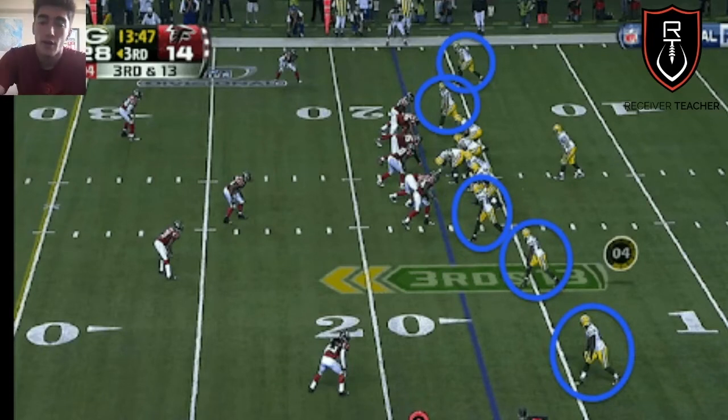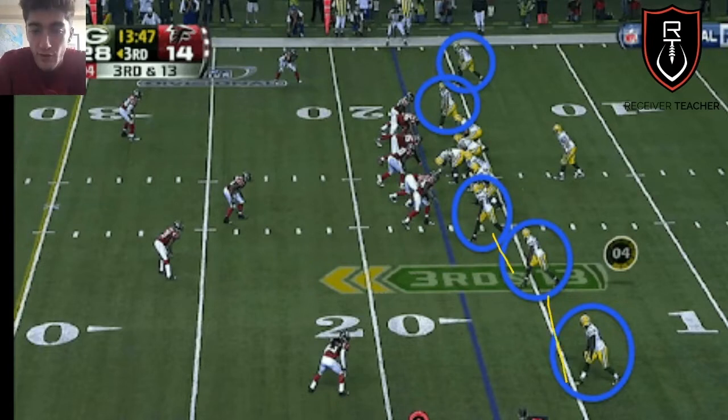First thing, it's pretty obvious, but you got to get your proper alignment. Now, there's not a certain way to line up. It all depends on your personnel, where your coach wants you to line up in certain formations. It always depends on your coach and the goal of the play.